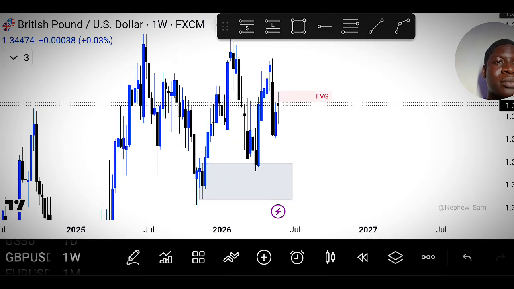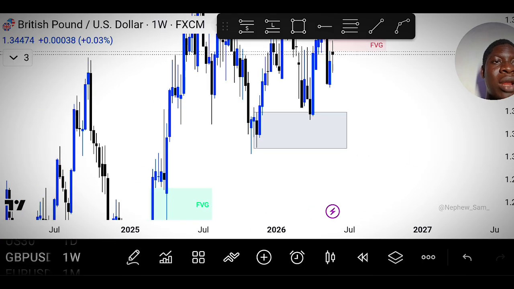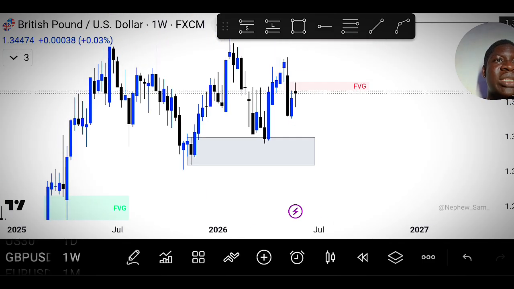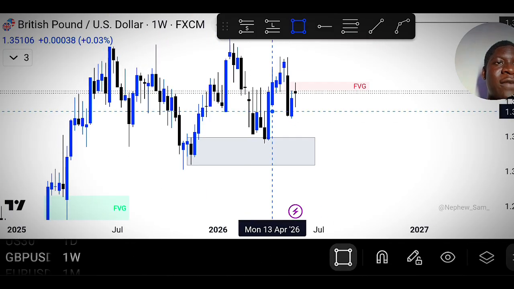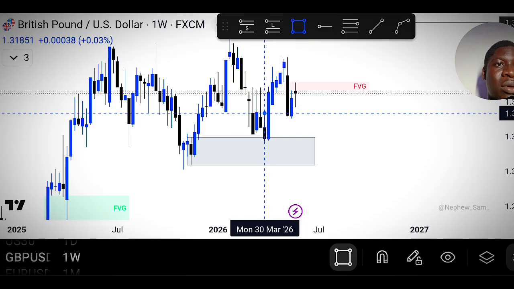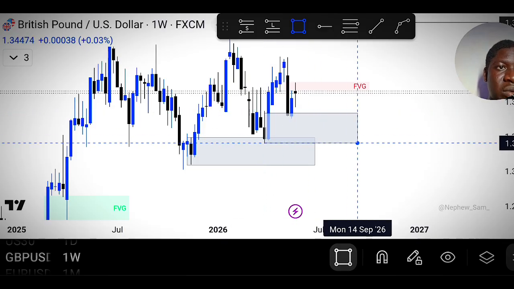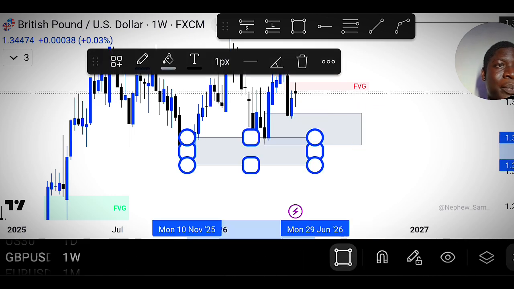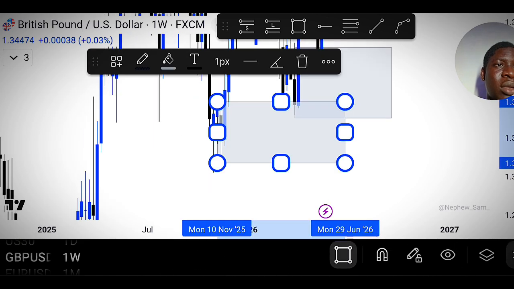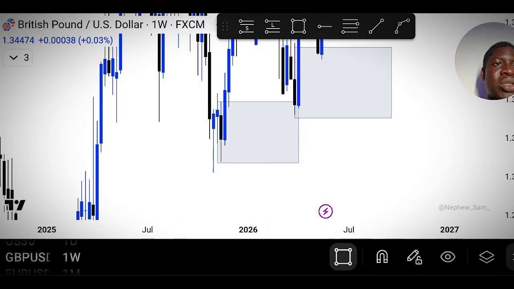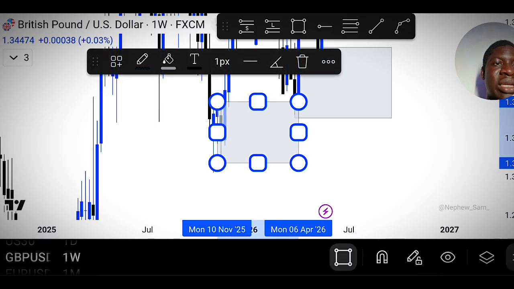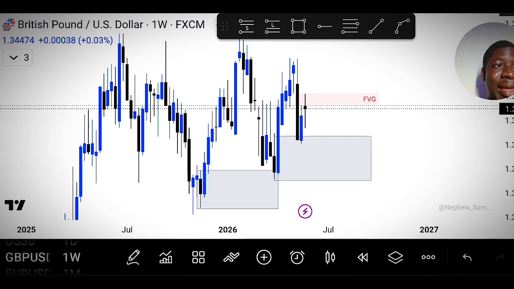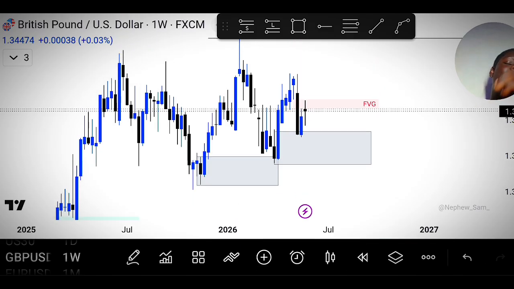Now the market respected this order block at this area. And if you check this area again, we have another order block. Don't forget, this candlestick is our order block again on the weekly time frame. So now we have two confirmations. The first confirmation is at this order block, and the second order block is telling us to buy again. Now we are going to move to the daily time frame.